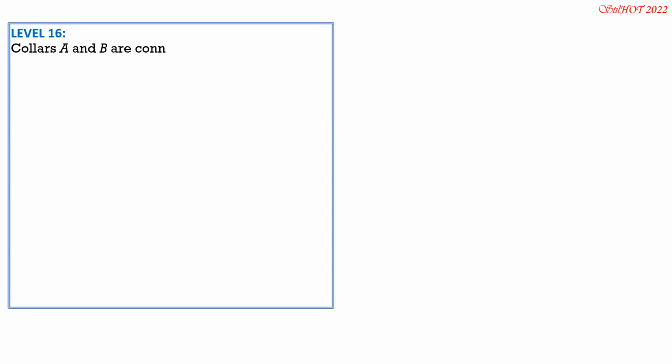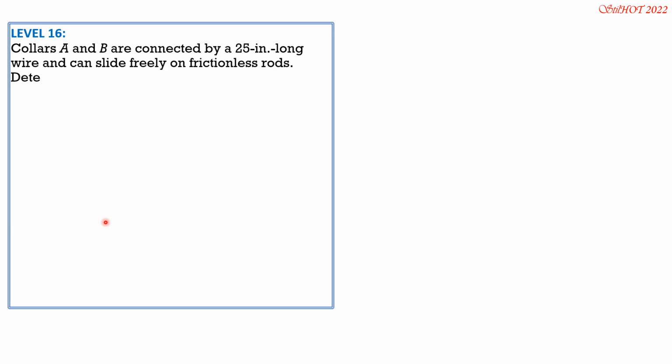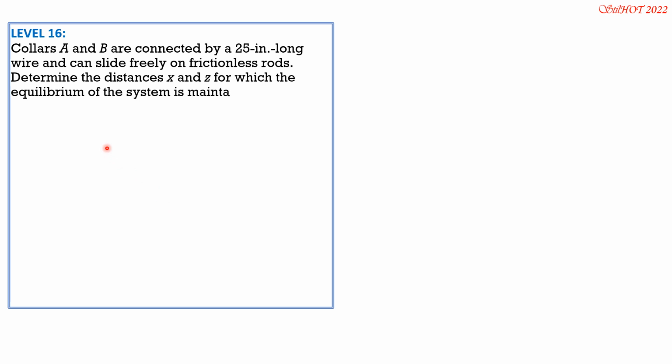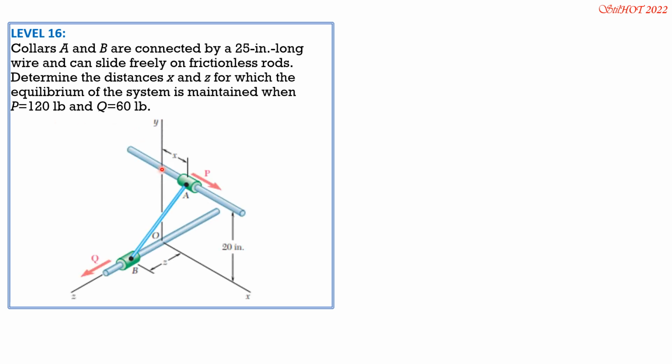Level 16, collars A and B are connected by a 25-inch long wire and can slide freely on frictionless rods. Determine the distances X and Z for which the equilibrium of the system is maintained when P is 120 pounds and Q is 60 pounds. So P is directed along positive x-axis, so that's the x component of the tension in AB, and Q is directed towards the z-axis, so that's the z component of tension in AB. So what we do not know is the y component of tension in AB.